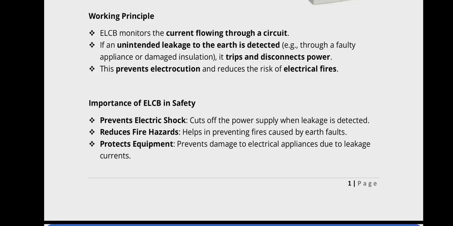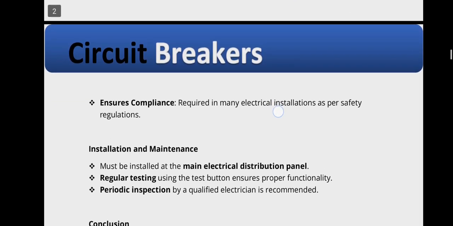Then it reduces fire hazards. Yes, it helps in preventing fires caused by earth faults. Then it protects equipment. Yes, it prevents damage to electric appliances due to leakage current. As we know, if the leakage current flows for more than a certain period, there is deterioration of the winding and a problem of magnetism, and it will cause failure of our equipment.